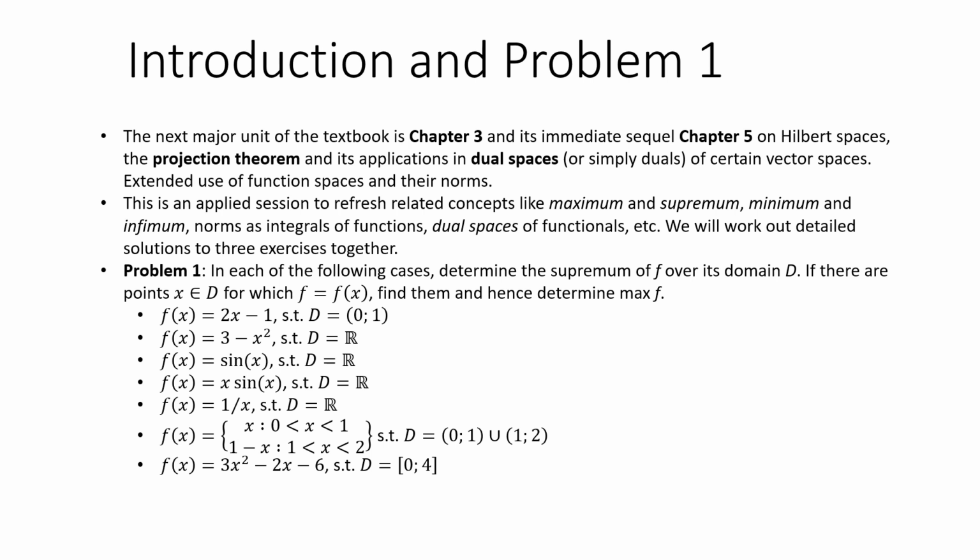Okay, let's get started. The next major unit of the textbook, the Luenberger book, is chapter 3 on Hilbert spaces, and its immediate sequel in chapter 5, which is on dual spaces.